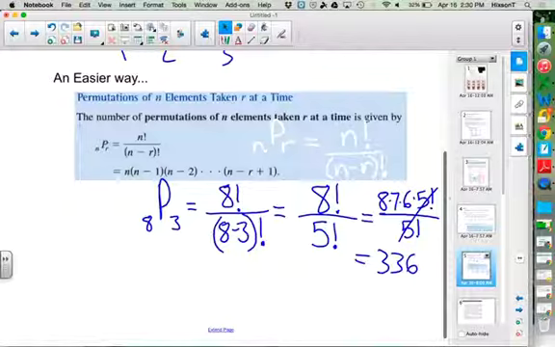So you say, well, why do we use the formula? Why don't we just come up with that? Well, if we had 500 things, and we wanted to find the order of the first 100 of them, that would get really tedious. That's where our formulas really help.